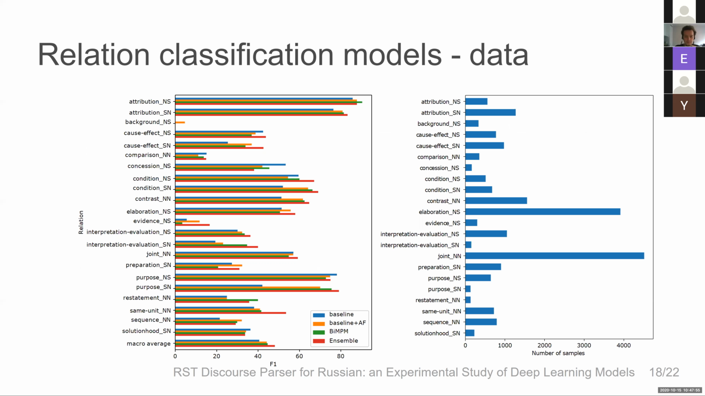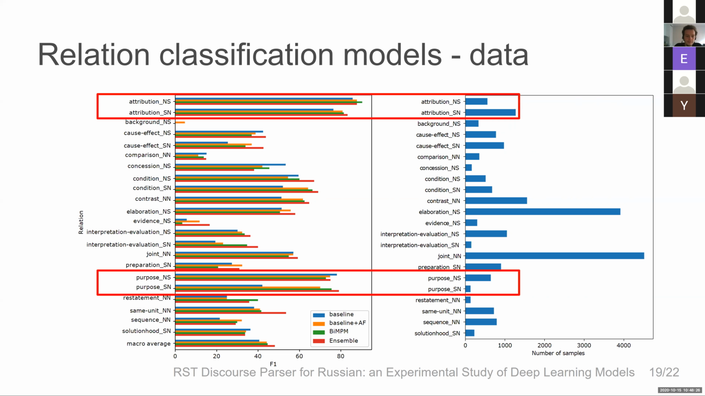These pictures give you an outline of classes in the Russian data set. There are 22 most frequent classes which were used for train and evaluation. And as you can see, the best performance was achieved on the classes that are hard to confuse with the other classes, which are attribution and purpose, although they are not the most represented classes in the dataset.